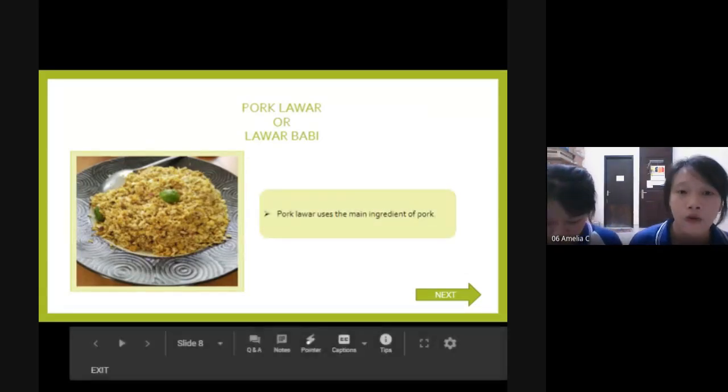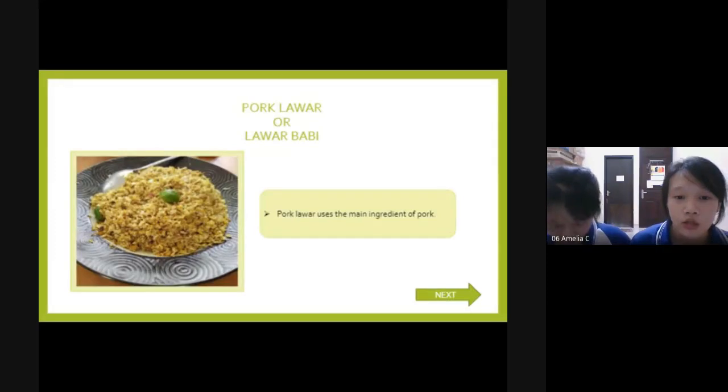Pork lawar, or lawar babi. Pork lawar uses the main ingredient of pork.